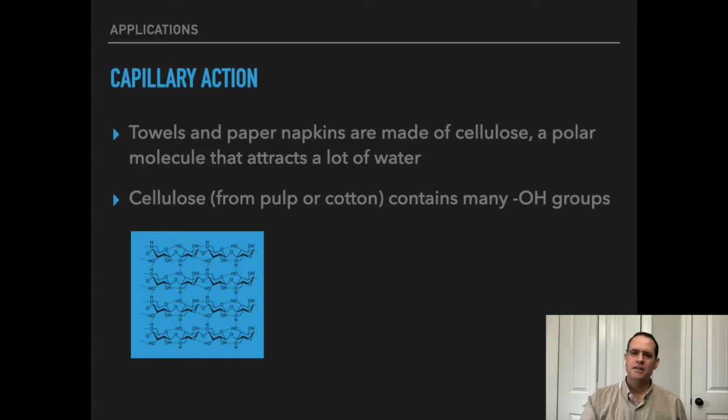And capillary action, remember, is when you have very small pores and the water travels through that material and through all the pores. And that can happen through hydrogen bonding and capillary action. Both of these molecules, cellulose and water, are polar.